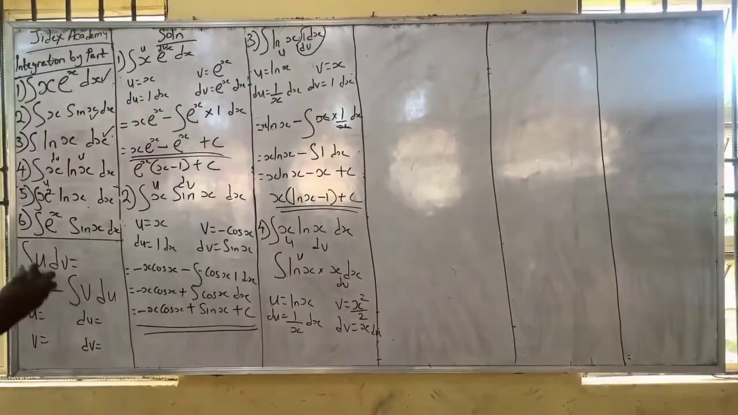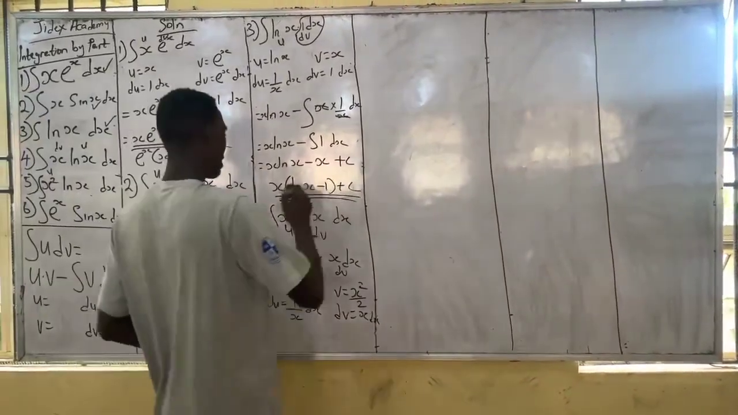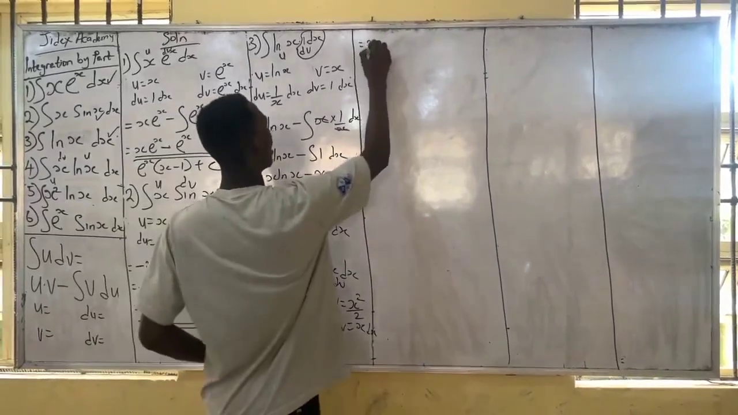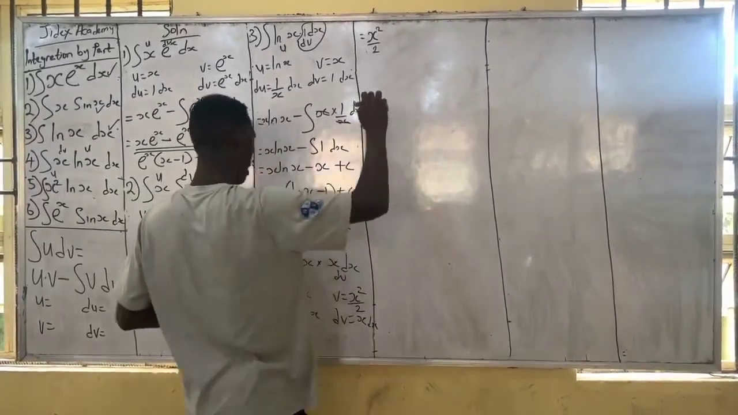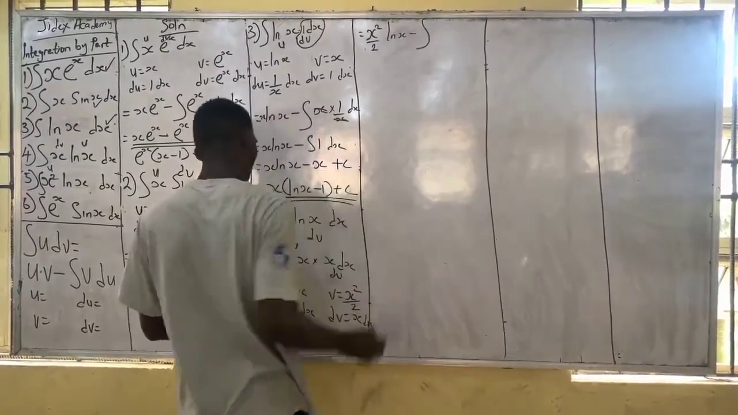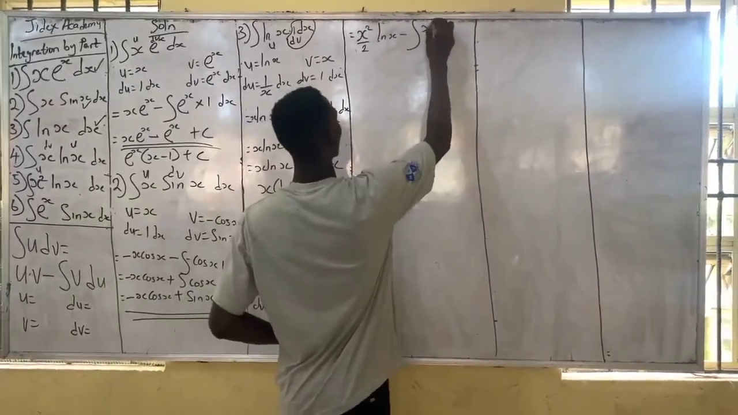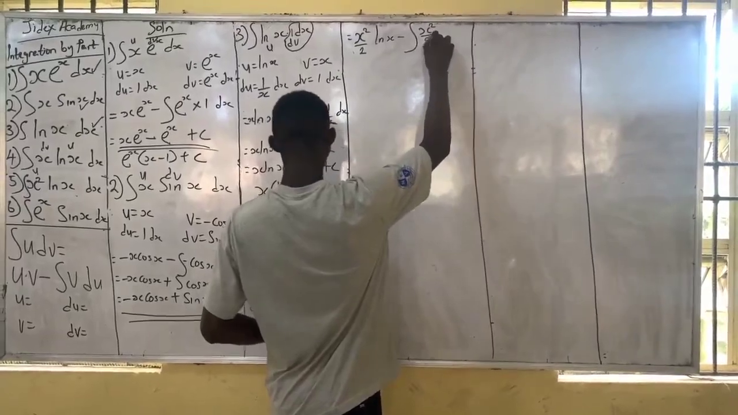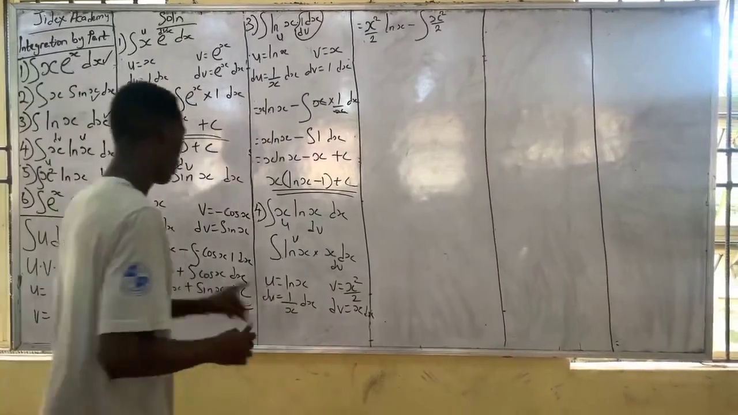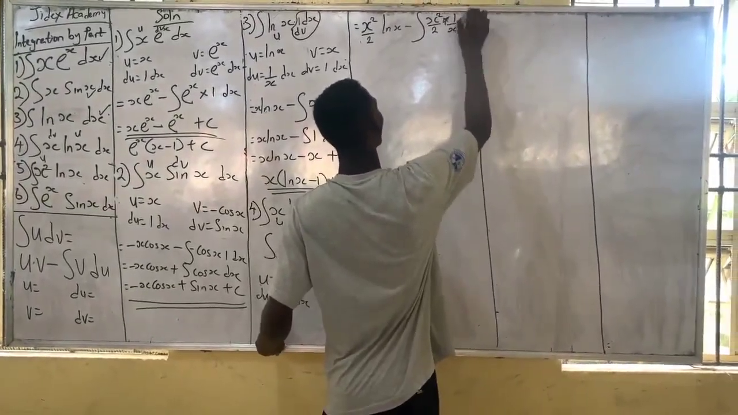Since we have gotten all the items that we need in order to satisfy this condition, we can now say that our answer is u times v. So let's pick our v first. That's x square over 2 times ln x, minus the integral of v, x square over 2, times du, and our du is 1 over x dx.